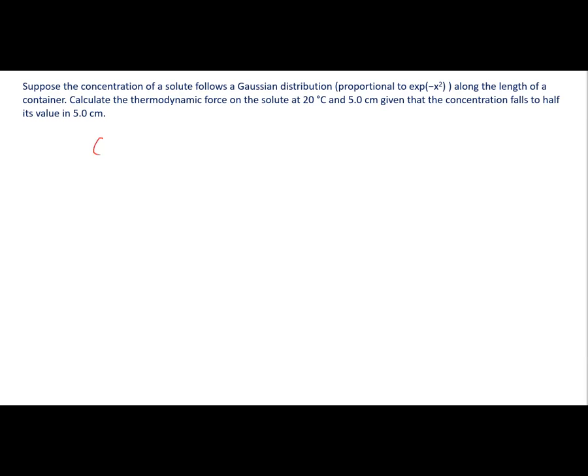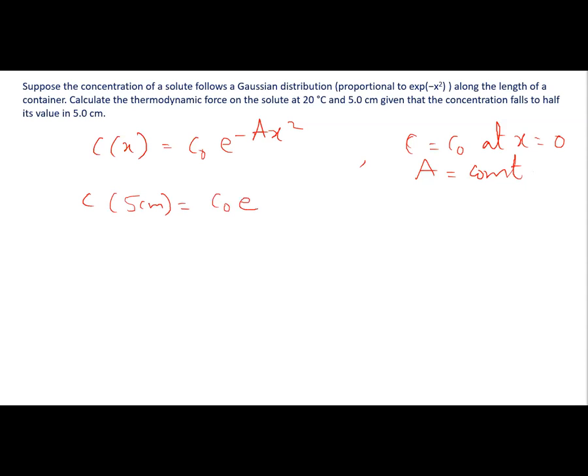One thing we know is the concentration depends as C of x is equal to C naught times e power minus a x squared. So C naught is the initial concentration. C is equal to initial concentration at x is equal to 0. And A is some constant which we can find by the condition that C at 5 centimeters is going to be C naught times e power minus a 5 squared is equal to C naught over 2, because the concentration becomes half of its initial value for every 5 centimeters, right?